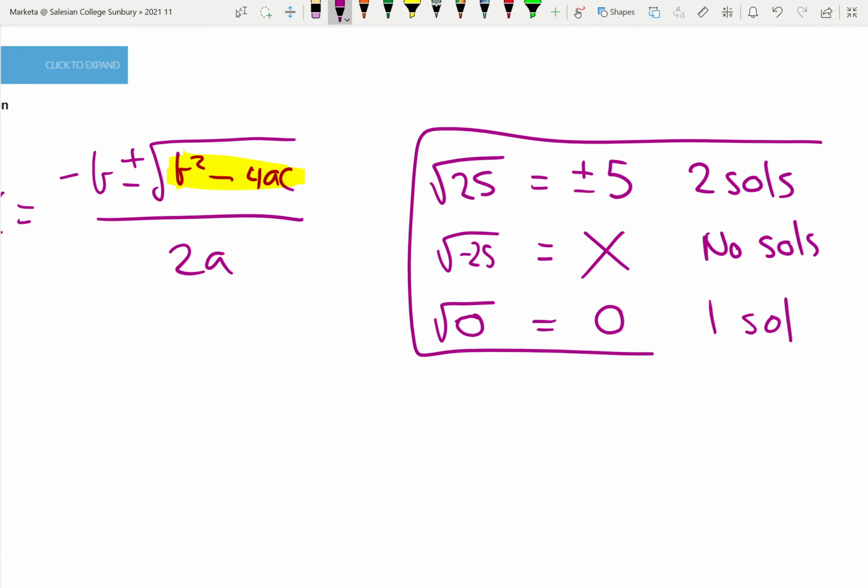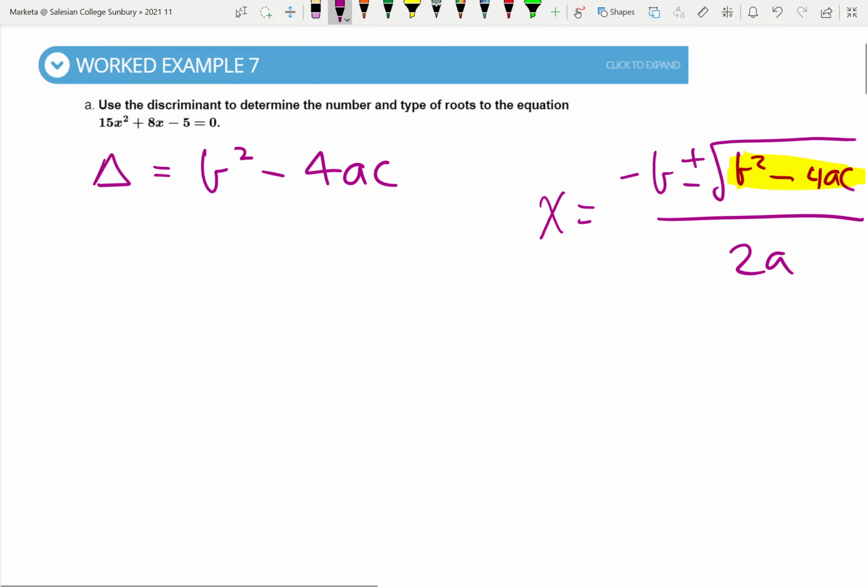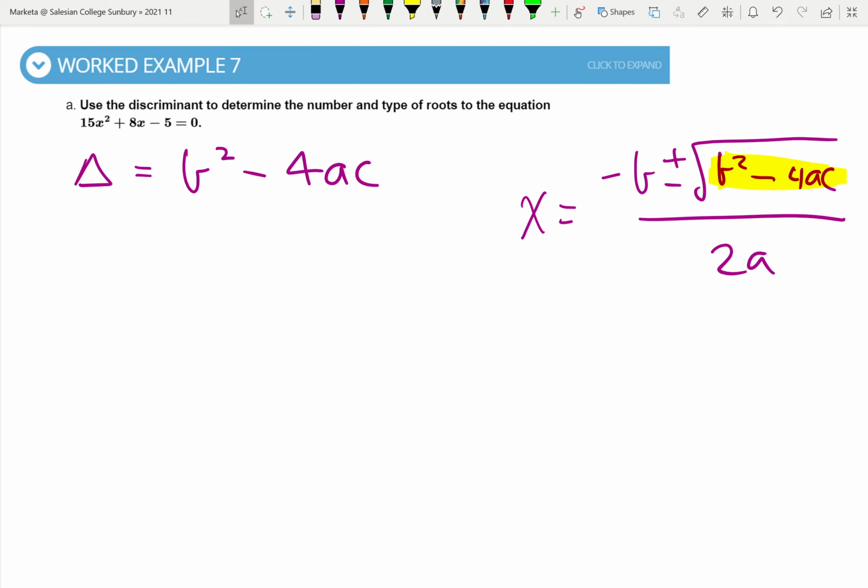So there are three scenarios, and of course it doesn't have to be 25, it could be 10 or 15 or 100, whatever it is. The point is, if the discriminant is positive, you have two solutions, negative, no solutions, and 0, one solution. And that comes in quite a bit. So in this case, there's our discriminant formula, and I'm just going to write the equation again.